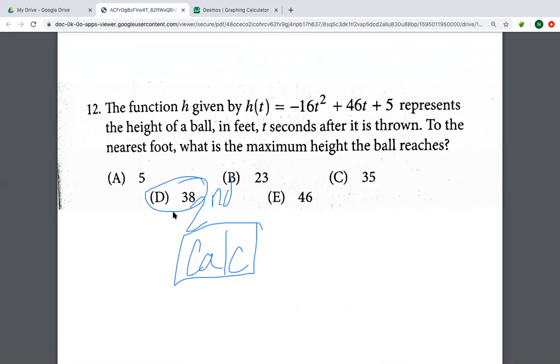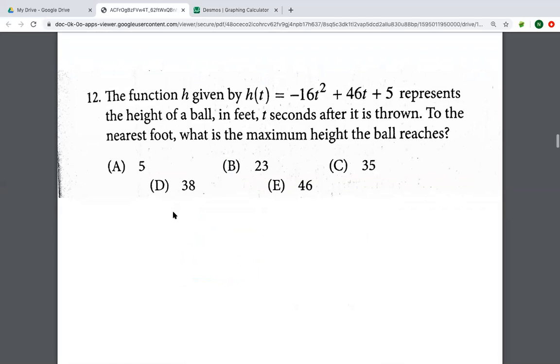Wait, that's literally the entire problem? Oh, okay. Yeah, that's it. Okay, so as long as you know what you're doing, you can save a lot of time on a lot of these. Yeah, essentially.